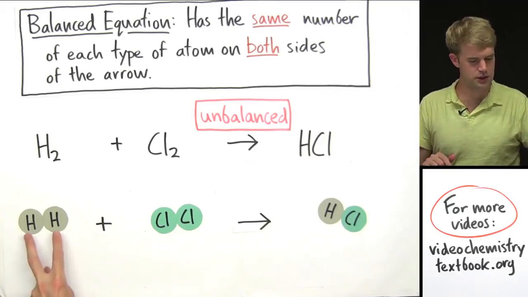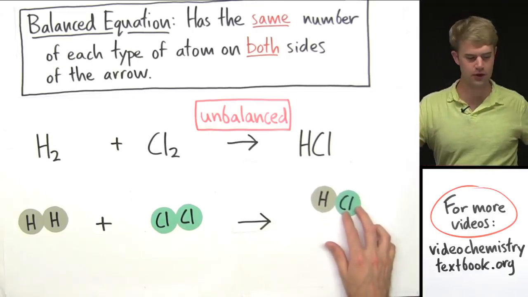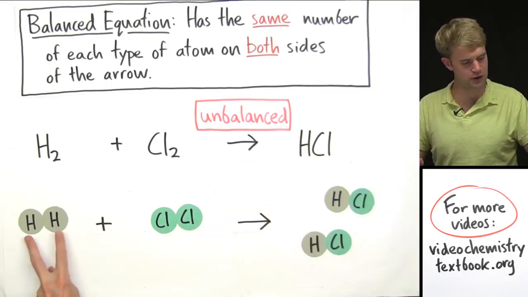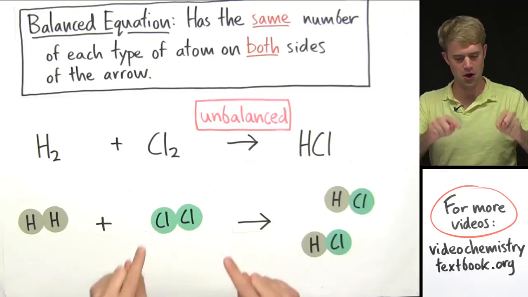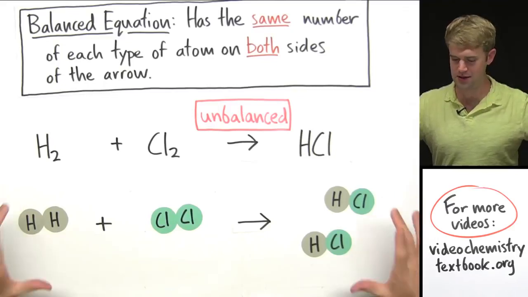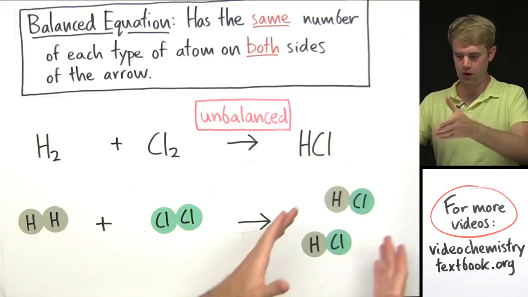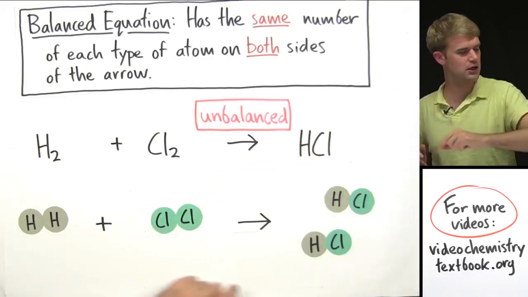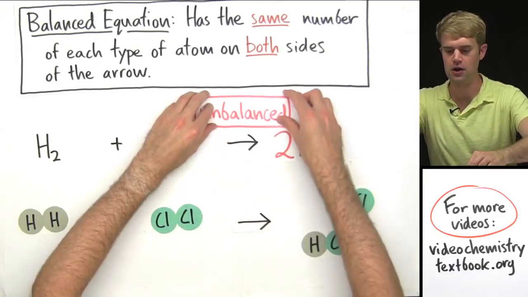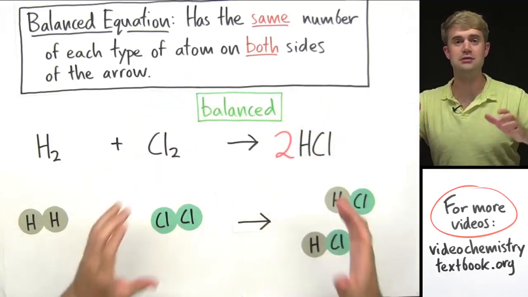We have 2 hydrogens here, 2 chlorines here, 1 hydrogen, 1 chlorine. So if I get another one of these, if I have 2 of these, we'll then have 2 hydrogens here, 2 hydrogens on this side, 2 chlorines on this side, 2 chlorines on this side, and now this equation is balanced. Okay, so we've balanced the visual version of it. To balance the written equation, what we'll do is put a 2 in front of the HCl here to show that we have 2 of these. And now the equation is balanced.